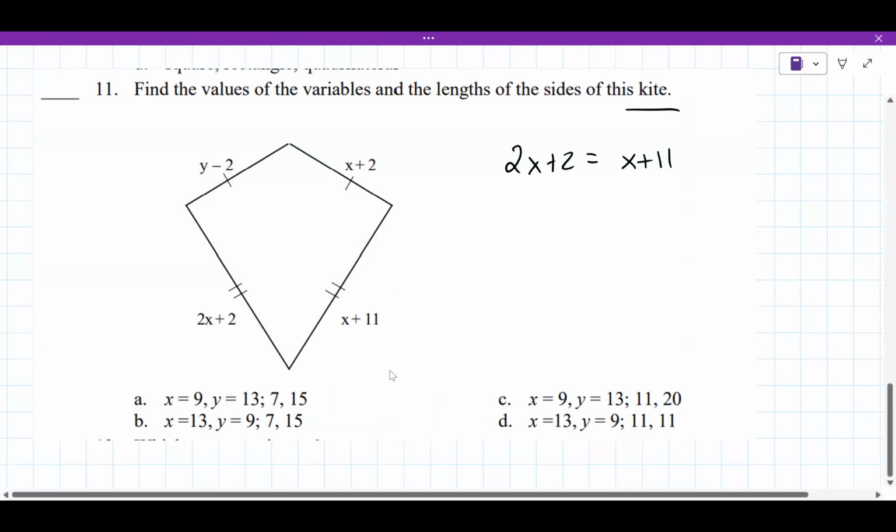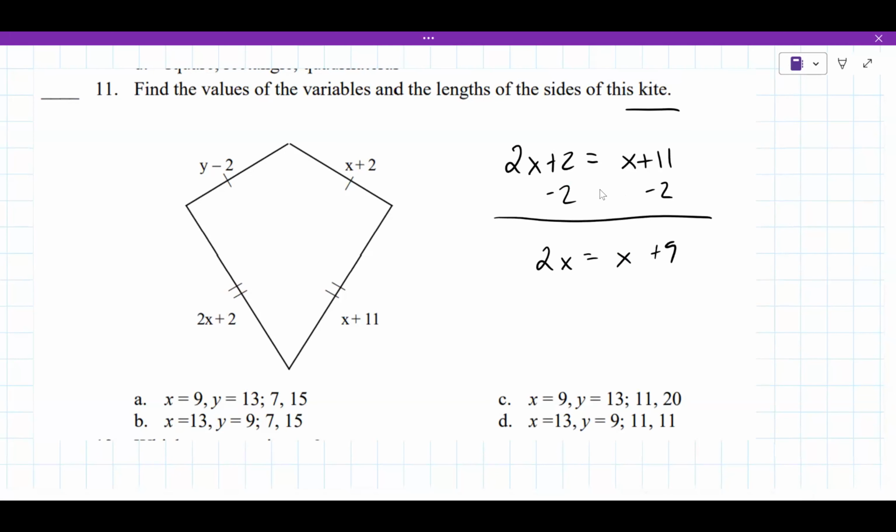Yeah, try solving that. It's kind of like the last one, just a little bit easier. So first thing I want to do is minus 2 from both sides, which gives me 2x equals x plus 9. And then I would subtract x. Yes, exactly. So subtract x from both sides.